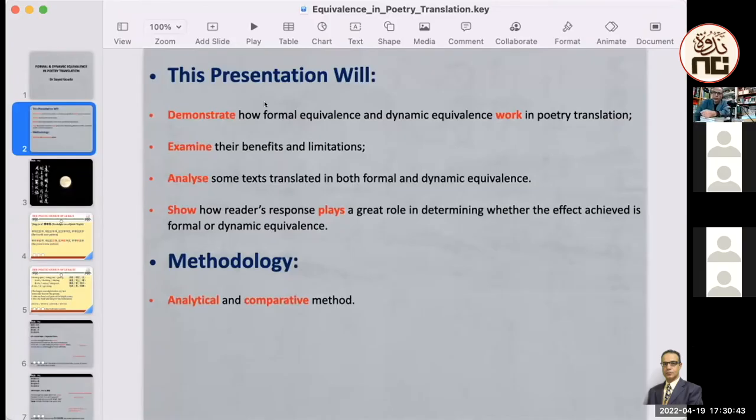In this simple presentation I will try to demonstrate how formal equivalence and dynamic equivalence work in poetry translation and examine their benefits and limitations, and also analyze some translated texts in both formal and dynamic equivalence, and show how readers' response plays a great role. Readers' response is a literary theory, so it depends on you as a reader, how you would read, understand and analyze the poem.